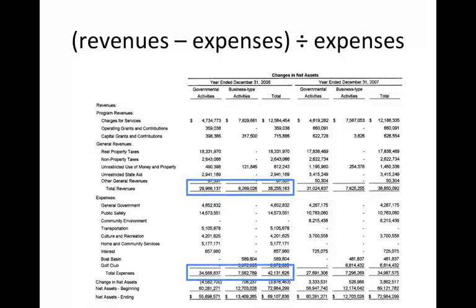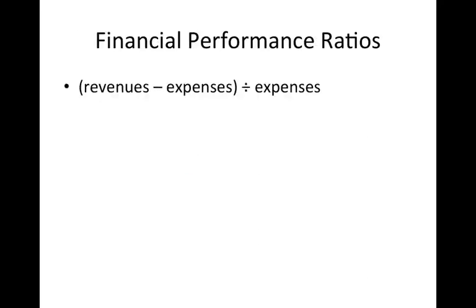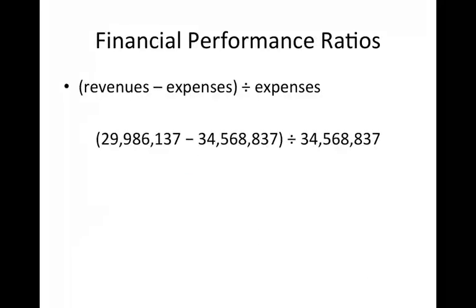If you look at this first one, revenues minus expenses divided by expenses, you obviously can do this for the governmental activities, the business type activities alone, or for the total primary government. Let's look at just the governmental activities here, because I think that's a fairly interesting number. Revenues minus expenses divided by expenses, and wow, that's a pretty sizable decrease in the net position of the governmental activities, a 13% decrease. So, financial performance doesn't look so good there.